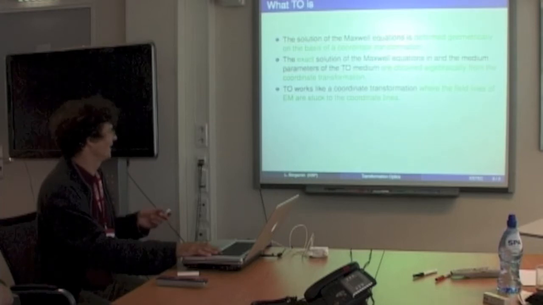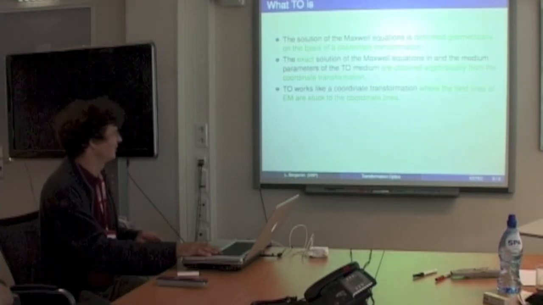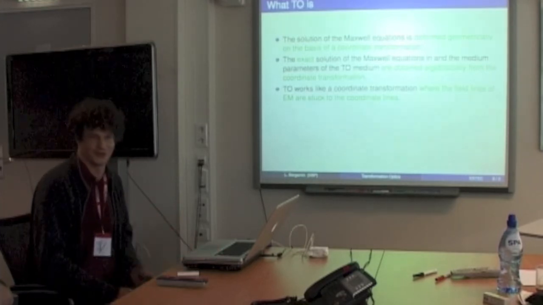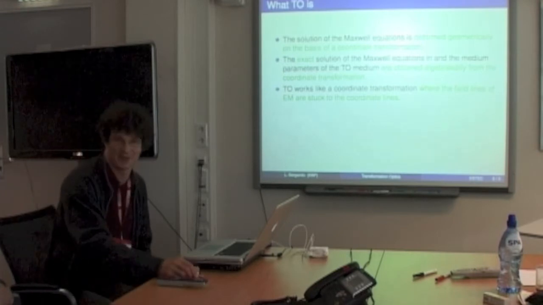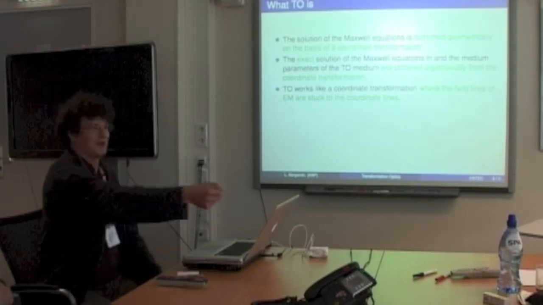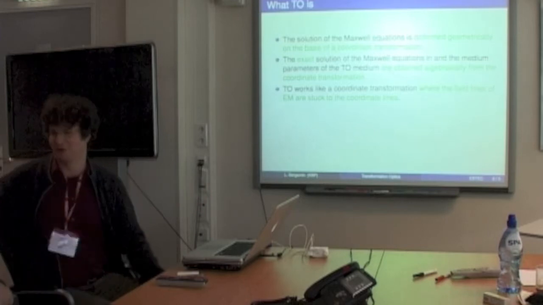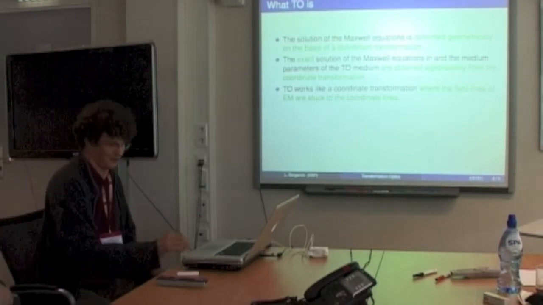Transformation optics works like a coordinate transformation where we consider that the field lines are stuck to the coordinate lines. That is the simplest way to think about transformation optics. I just pull on a coordinate and the field follows with the coordinate transformation.